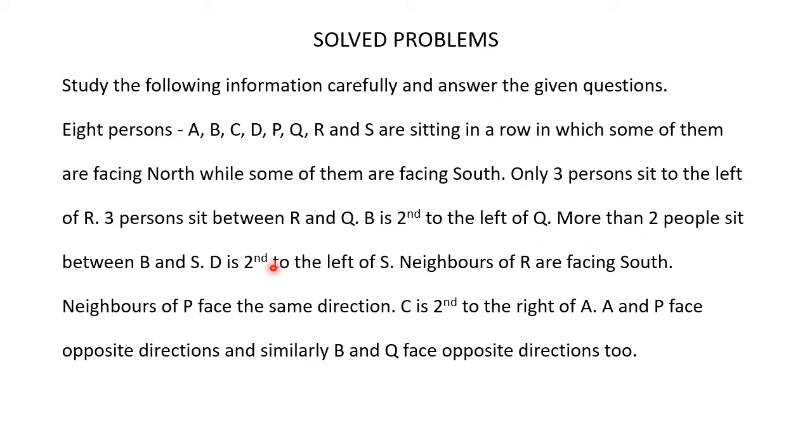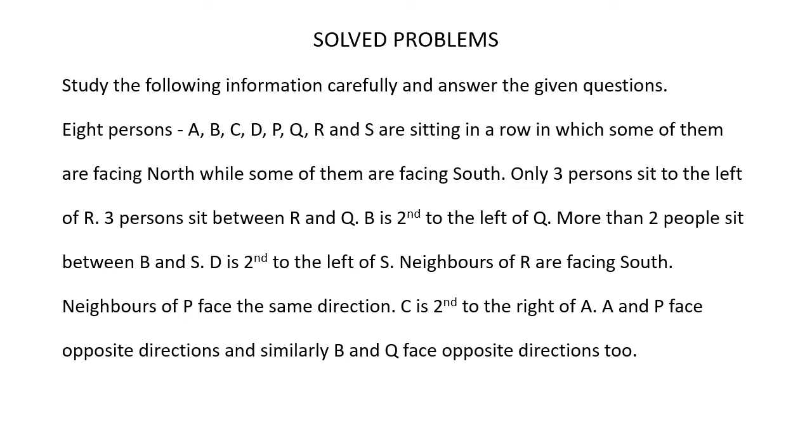More than 2 people sit between B and S. D is second to the left of S. Neighbors of R are facing south. Neighbors of P face the same direction. C is second to the right of A. A and P face opposite directions and similarly B and Q face opposite directions too.